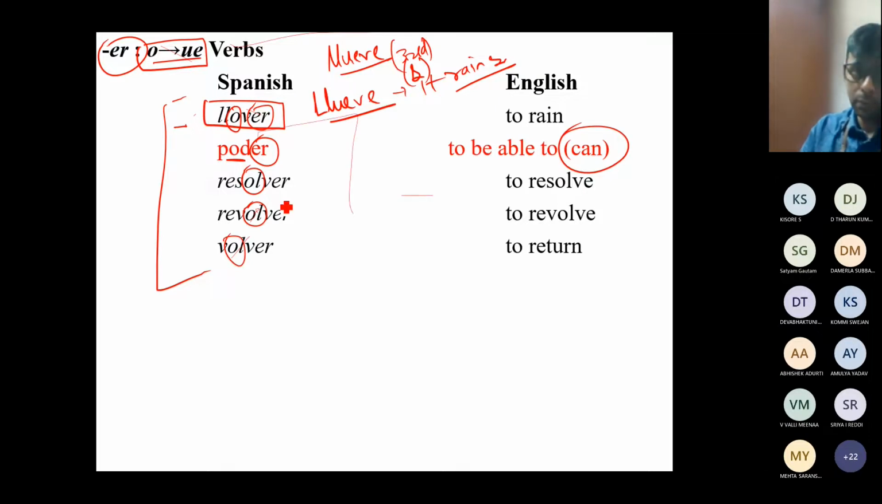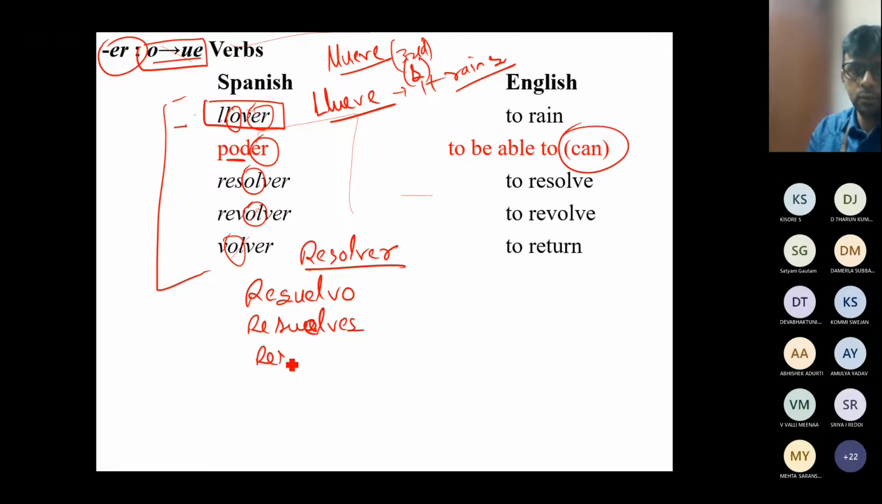And all these verbs will follow the stem changing rule. Okay. Mind it. So you should not be confused now. So let us just take one example of resolver. So this will be resuelvo, resuelves, resuelve, resolvemos.